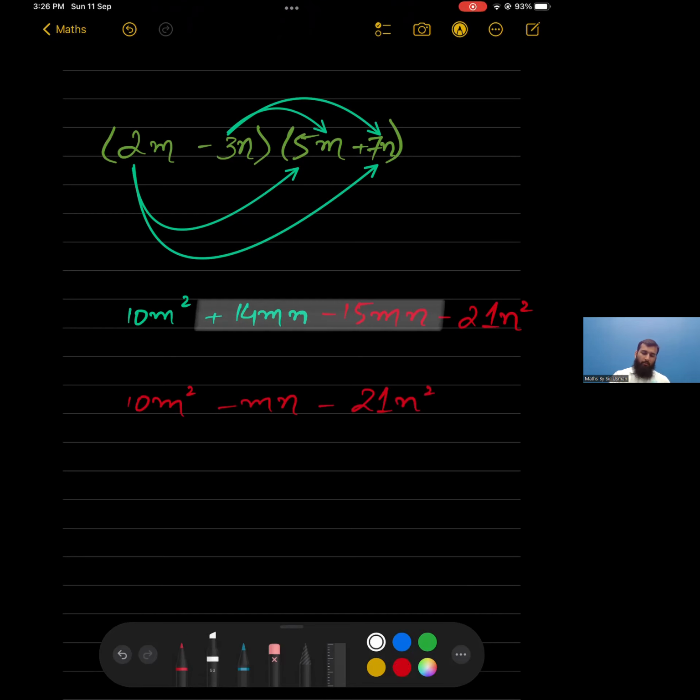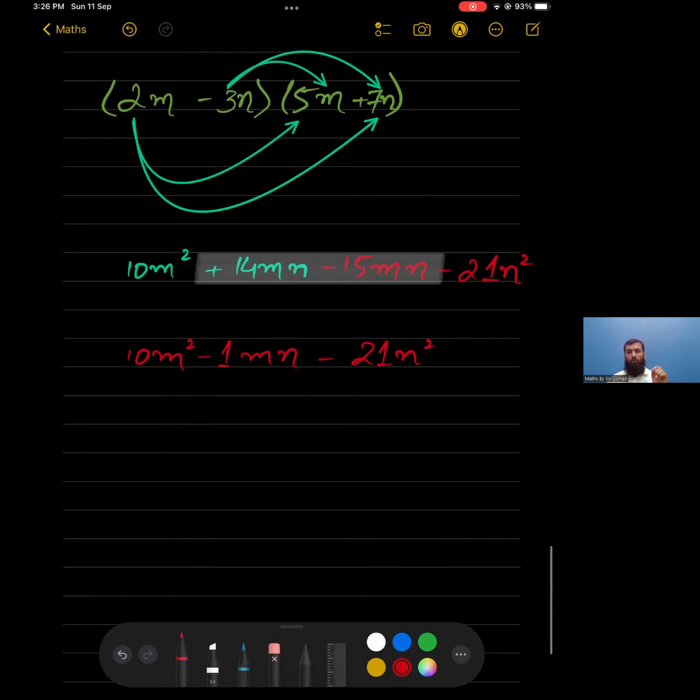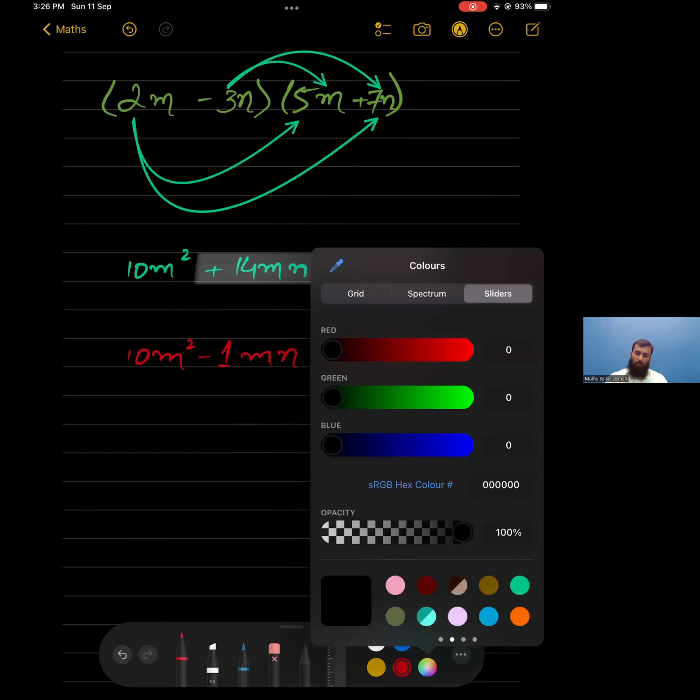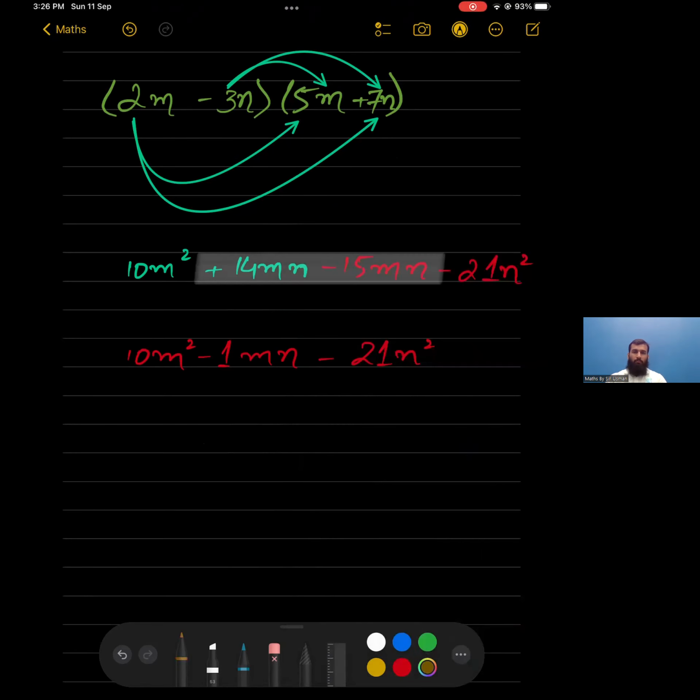You could either write minus mn or minus 1mn. जो भी आपका दिल करे आप वो use कर सकते हैं यहाँ पे. So I'll better write it as negative 1mn minus 21n square. I hope this is perfectly clear. If any one of you has got any query, आप मुझसे पूछ ले अभी. Otherwise, I'm going on to the next concept. Is everyone clear?